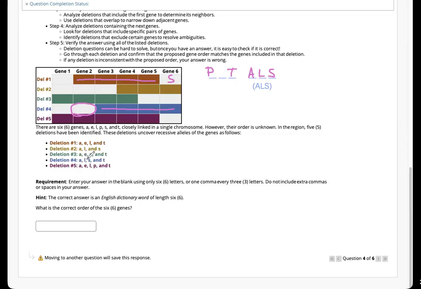So 4 is ALST, right? And we can get rid of the A. So ALT, whichever one. So AE is the other one. So we can put that in there. And so what is our word? Petals, like those things you find on a flower. So we can type in petals into our blank.